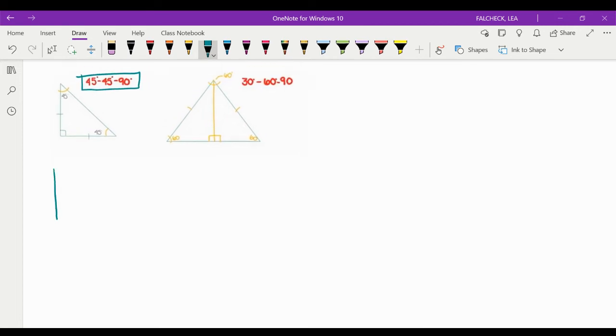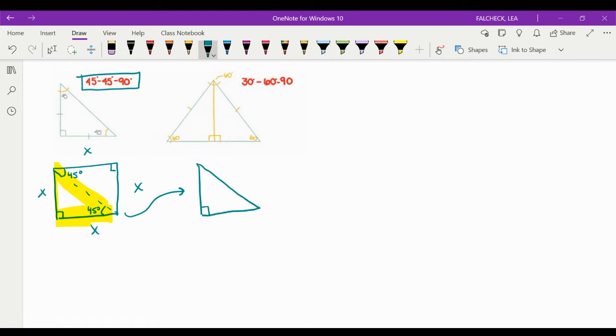Where does it come from? Well, we have a square with side lengths x and 90-degree angles. If I were to draw a diagonal, I would bisect these angles, making them 45 degrees. And I could pop this triangle out and take a closer look at it.